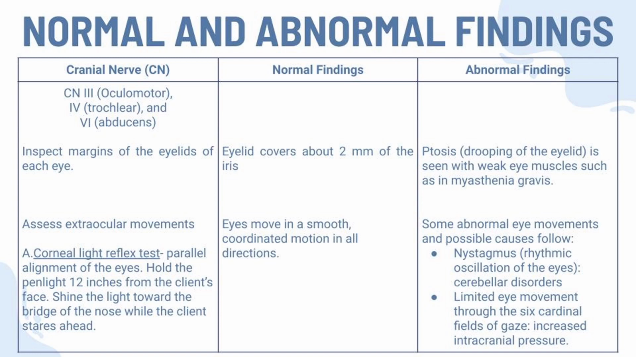Next, assess extraocular movements. A. Corneal light reflex test is to check parallel alignment of the eyes. Hold the pen light 12 inches from the client's face and shine the light toward the bridge of the nose while the client stares ahead.